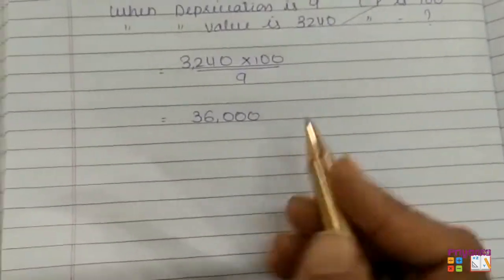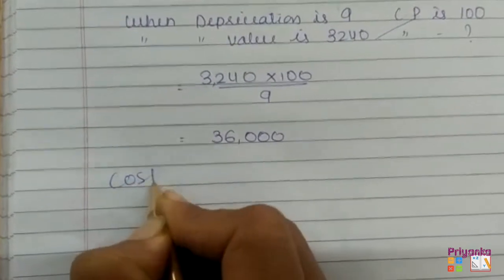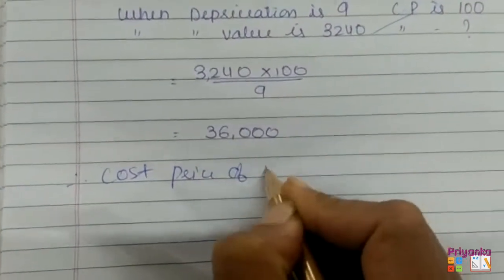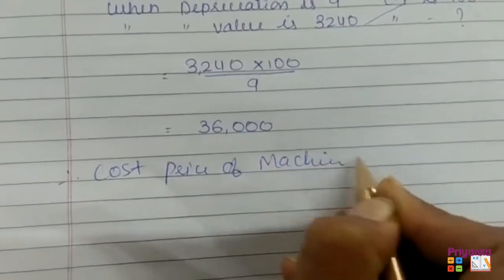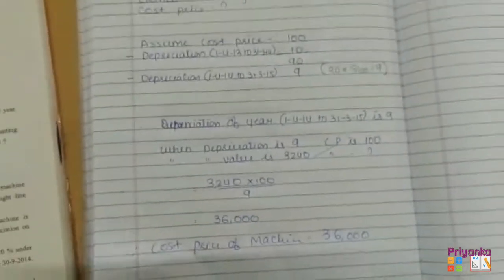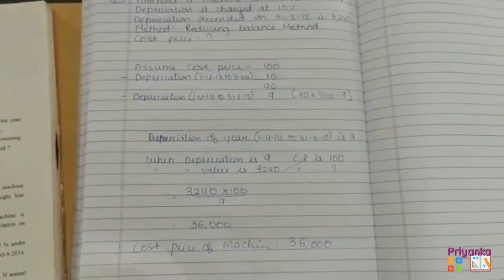So this is what the question has asked. So here the answer is cost price of machine is 36,000. So this is the solution of the question number 5.